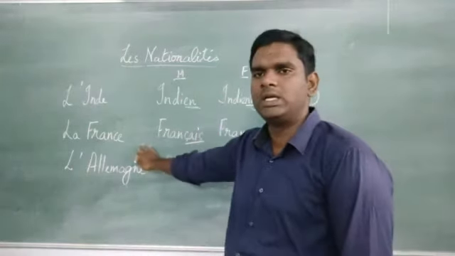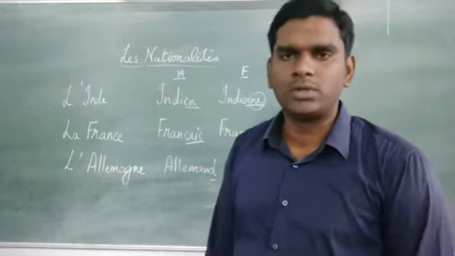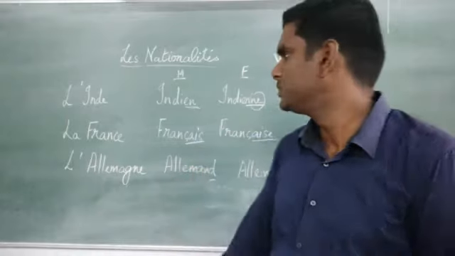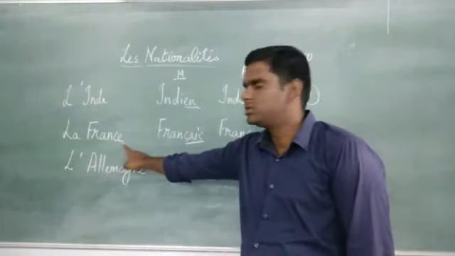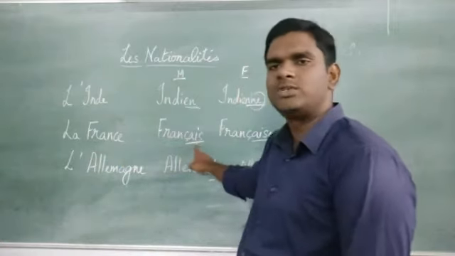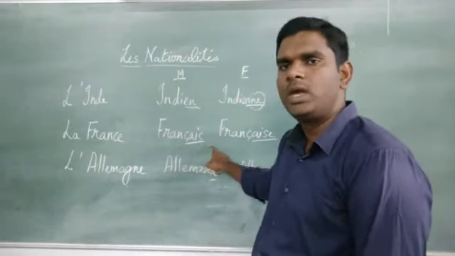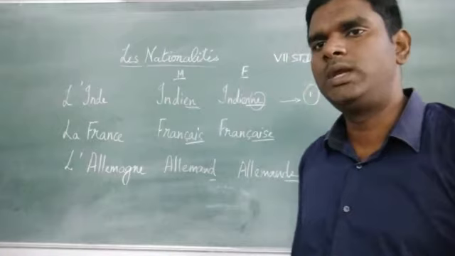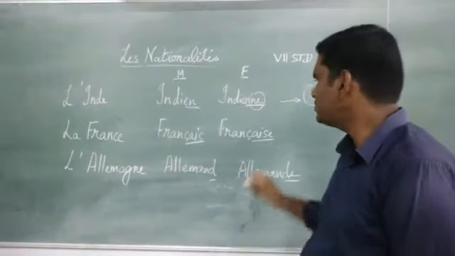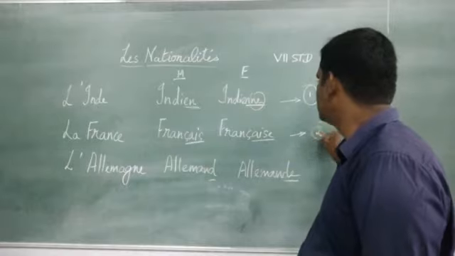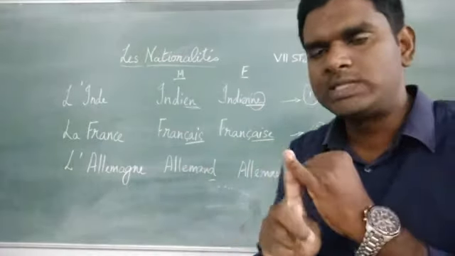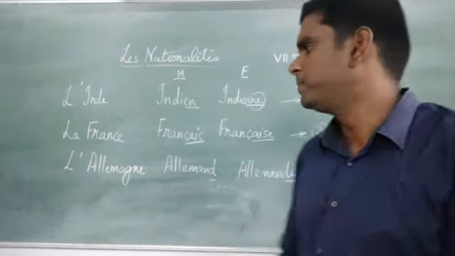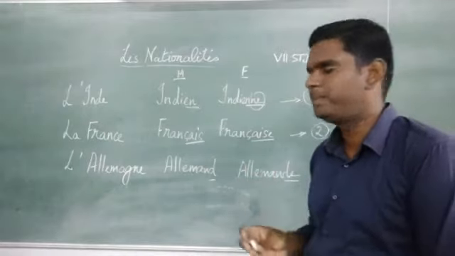The second country here is la France. For this country we say français, française. If it is masculine, it ends with AIS, and if it is feminine, I am going to add an E to the end. This is what we have to follow. This is type 2. So type 1 is N, NE ending. Type 2 is AIS, AISE ending. And type 3 is just adding an E.